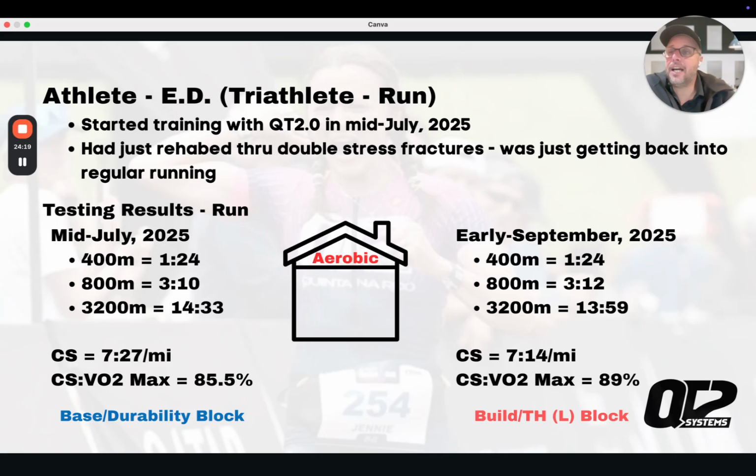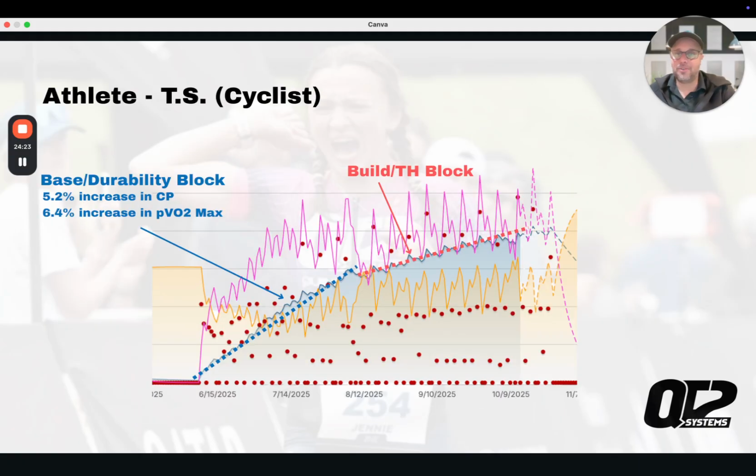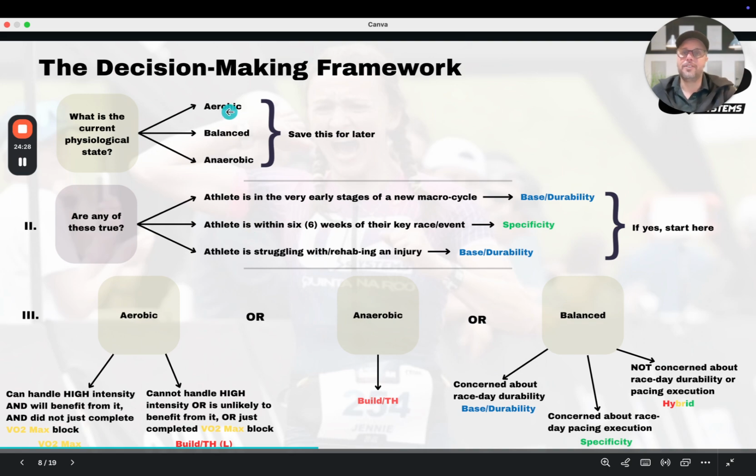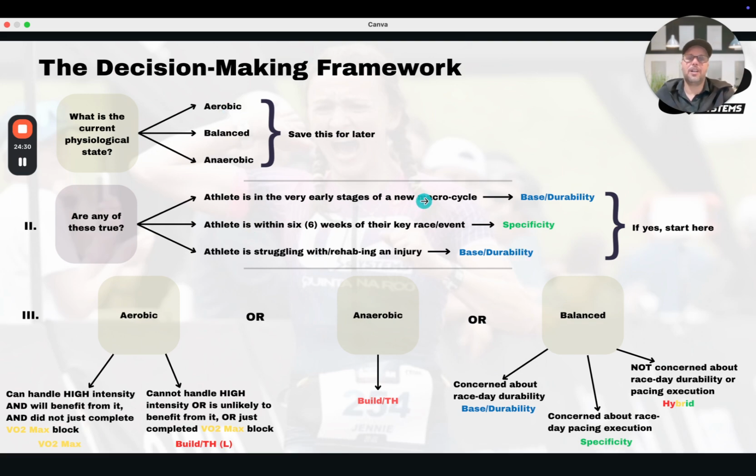Okay. Now, let's go to our decision making framework over here, right? So she's in an aerobic state. We have a discussion. This is no longer an issue. We have a discussion about the safety of things, and whether or not we feel safe enough to leave a base durability block based upon the injury situation. She and I agreed that we were okay there. So we came here to the aerobic. Okay, we pulled out our physiological state and we considered it.